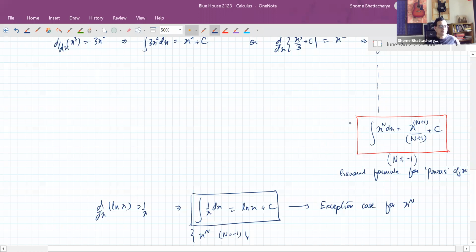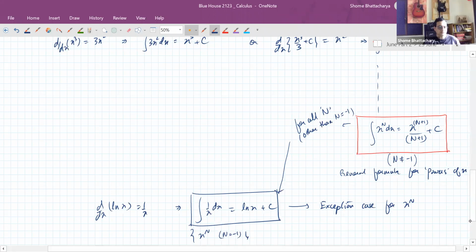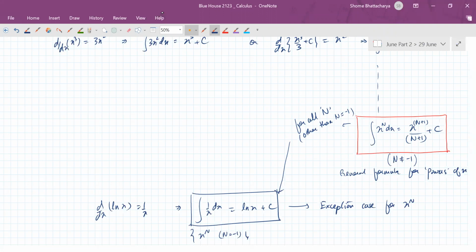So this formula is applicable for all values other than n equal to minus 1. For n equal to minus 1, it's this formula. The exception case, it is this formula. Again, is it clear? Yes, sir, clear. Sir, actually it is ln of mod x, right?